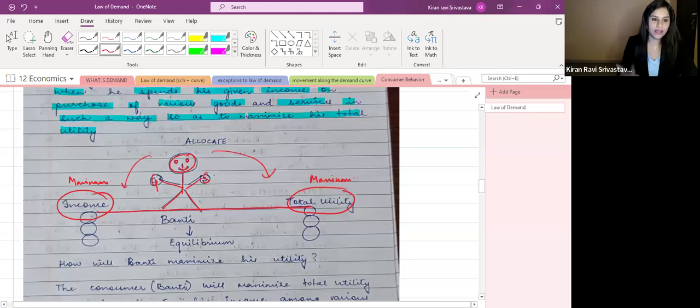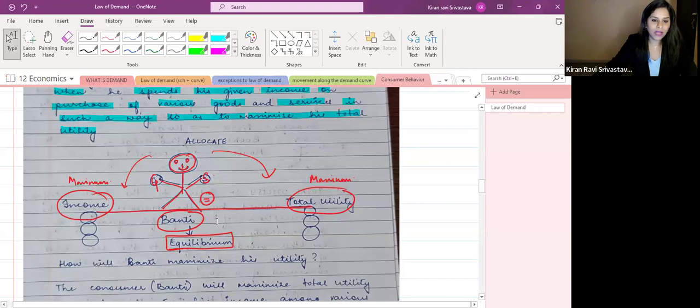So when he is balancing, he's neither falling this side nor this side. That means he's neither looking for excess utility nor spending less income. He's in between. So when the last income which he has spent becomes equal to the total utility, then Bunty can be said to be in equilibrium. I've drawn this so that you can always remember this example in your exam: when income is equal to total utility, Bunty is in equilibrium.